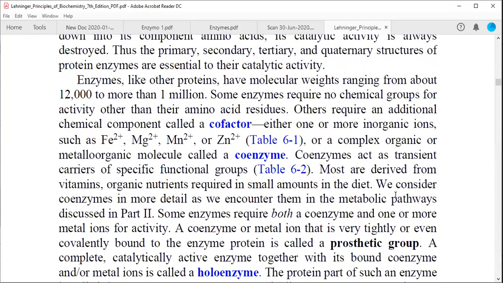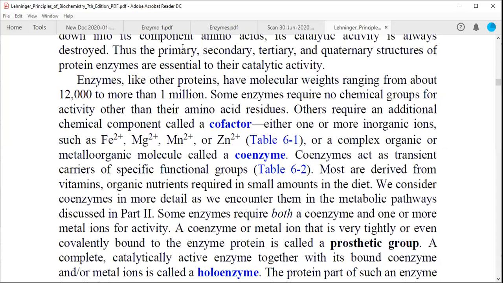Let me finish this first. Someone has asked a question: what is the difference between the primary, secondary, tertiary, and quaternary structure of protein? The primary structure of protein is the simple sequence of amino acids connected by peptide bonds, or amide bonds, CONH bonds. Then these primary chains of amino acids will achieve some kind of structure.